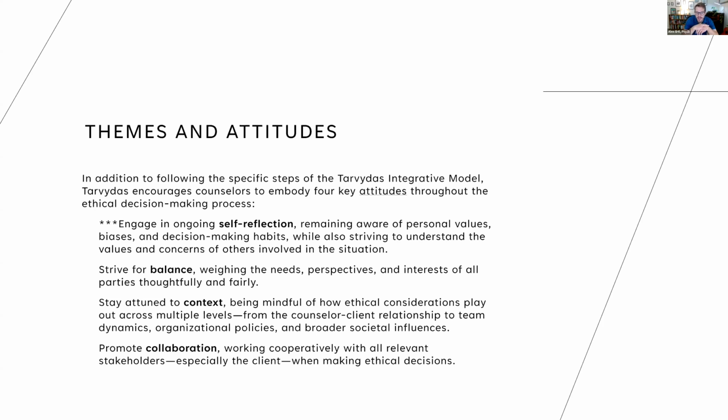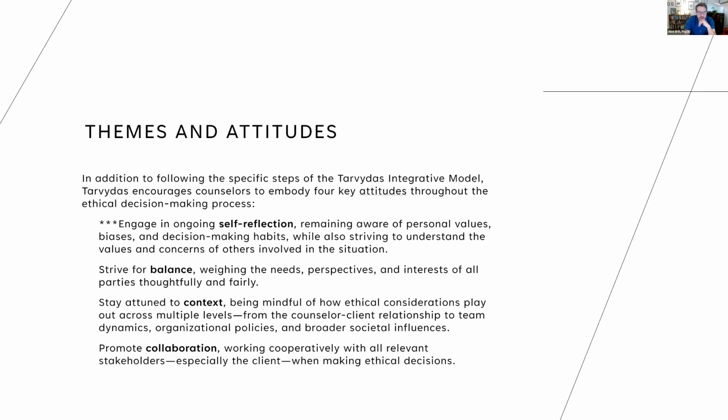So we want to keep a theme and attitude of balance, weighing needs, perspectives, and interests of all parties thoughtfully and fairly. That's why it's important for us to recognize there are 4 levels of influence or impact that a decision may have. We also need to stay attuned to the context. These decisions are not being made in any particular vacuum. We need to think about how they play out across all the levels of the organization, from micro to macro. And there's also a strong promotion of collaboration. There's a proposal within this that we include the client who's affected in the decision-making process as well. And we'll talk briefly about those participatory ethics in a little while.